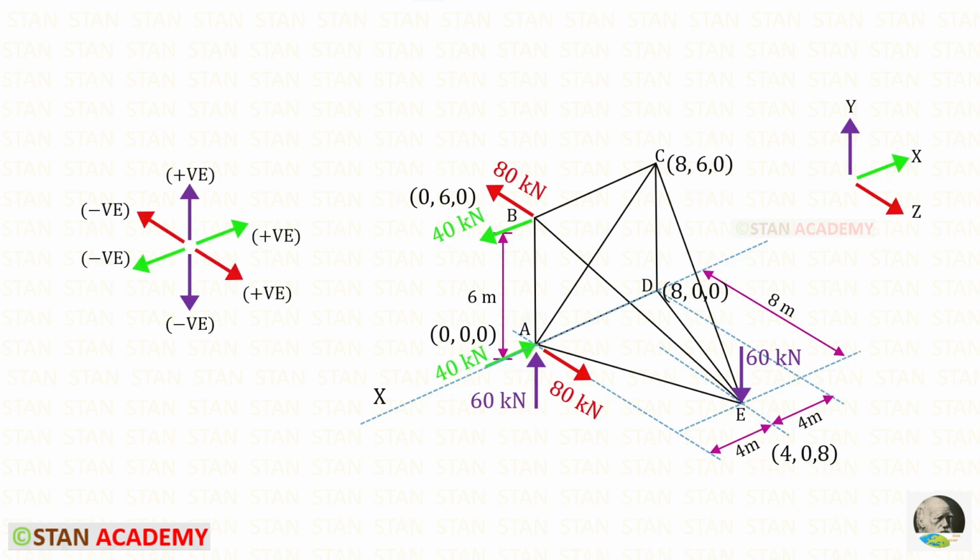To find the member forces, we are going to use the method of tension coefficients. This is the sign convention in the x direction. This is for the y direction and this is for the z direction.